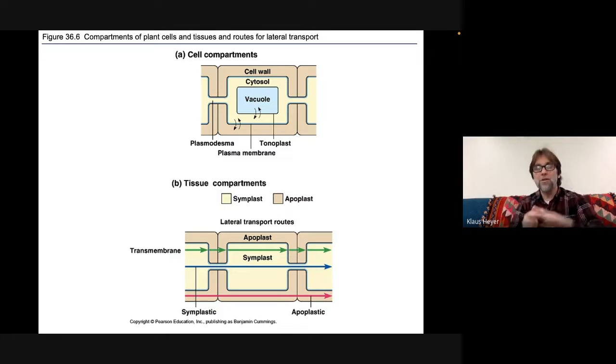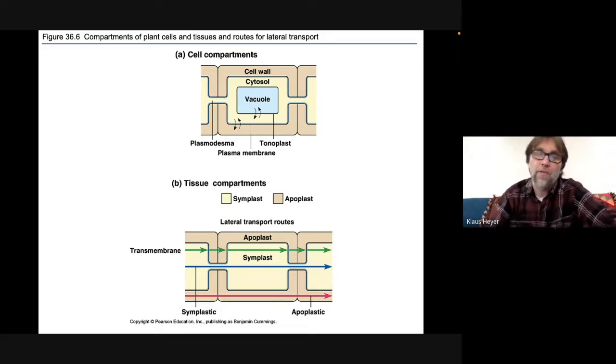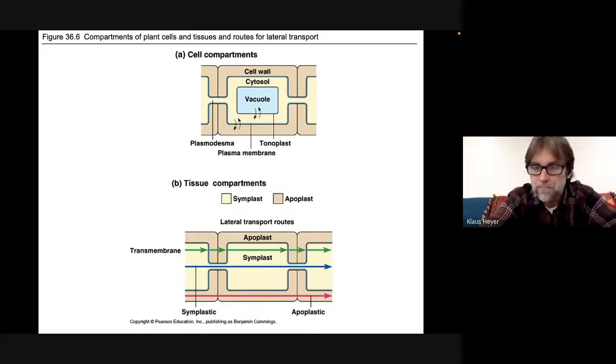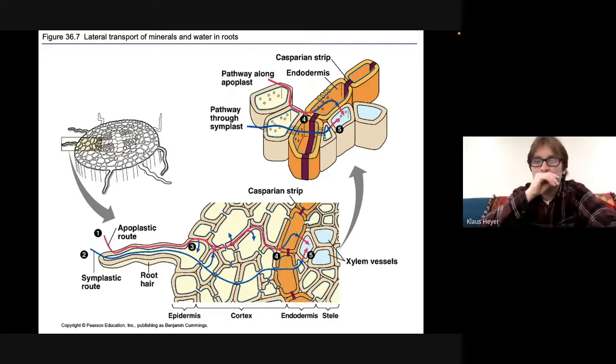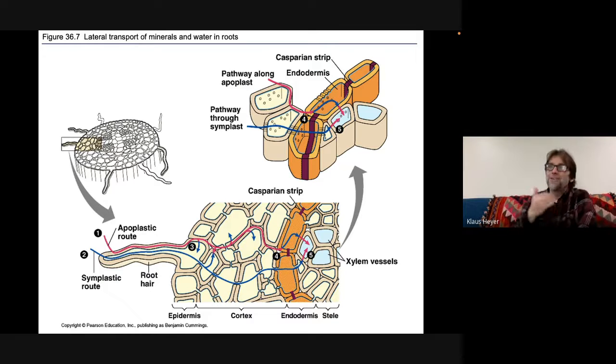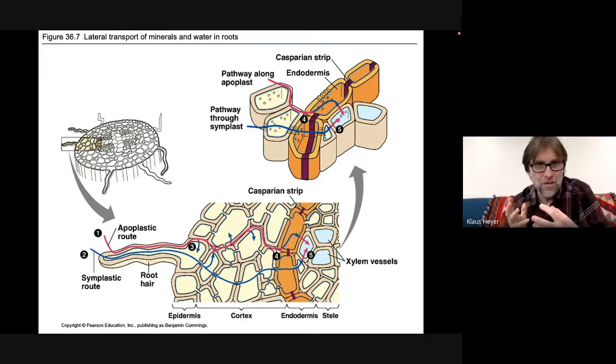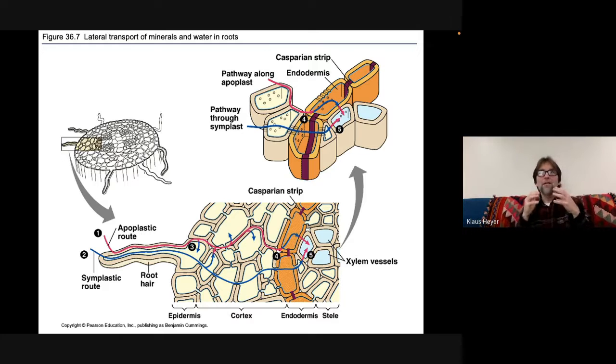So the plant will use both methods. You can move water both ways because it's just more efficient. However, eventually the water has to enter a cell, because when you enter a cell, that's a type of protection. The cell membrane, just like our membranes, is selectively permeable, meaning that we let in some things, but we don't let in other things.